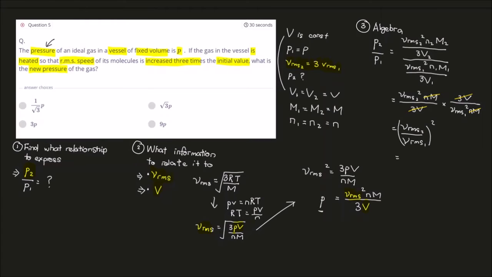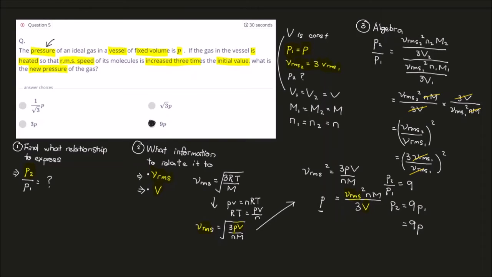So you can do a bit of substitution. So that will be 3 VRMS 1 over VRMS 1. Then again, you can cancel. Then you are left with 9. So essentially, you know P2 over P1 is equal to 9. Therefore, P2 is equal to 9 P1. And you know P1 is equal to P from the question. That's why P2 is equal to 9P. So from here, we are able to get our answer. Our answer is D.